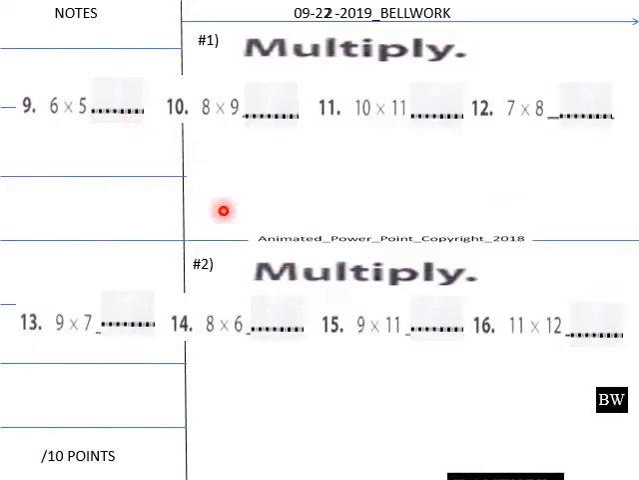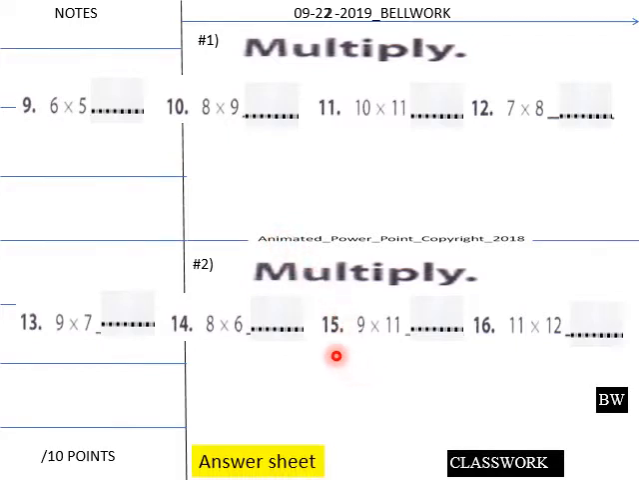Let's go right into today's bell work. You have 10 points here. Students, multiply these up here and multiply these down here. Teachers, give your students about 2 minutes. They should do this in 2 minutes. See you in 2 minutes.